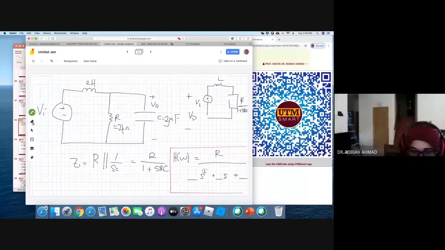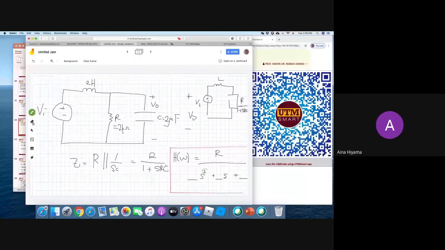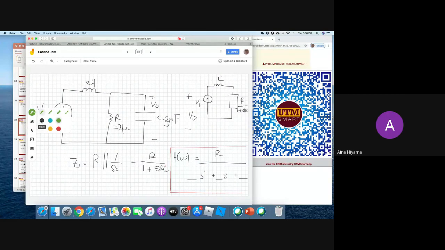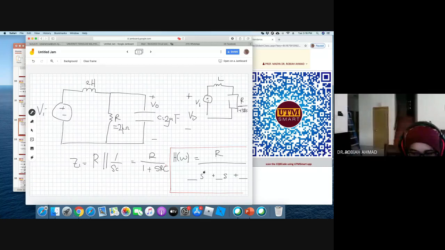Jauh tak nampak. RLC. RSC. I need to know the transfer function, Aina.